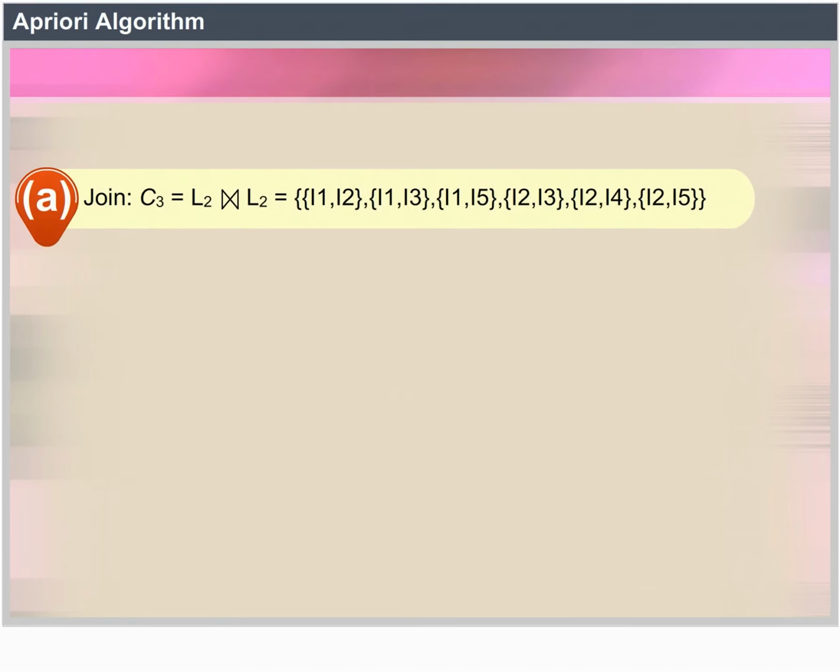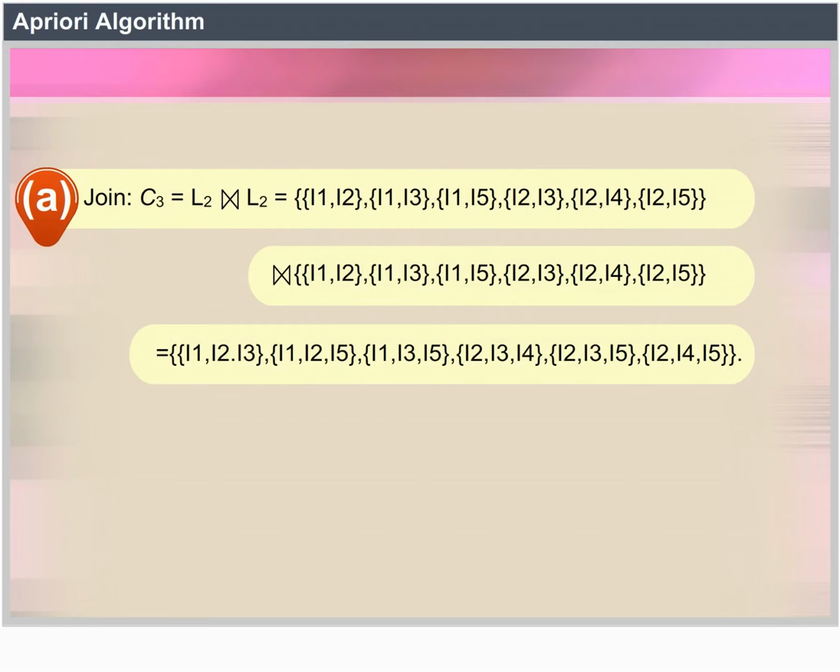Join: C3 = L2 join with itself. The results will be as seen on the screen.